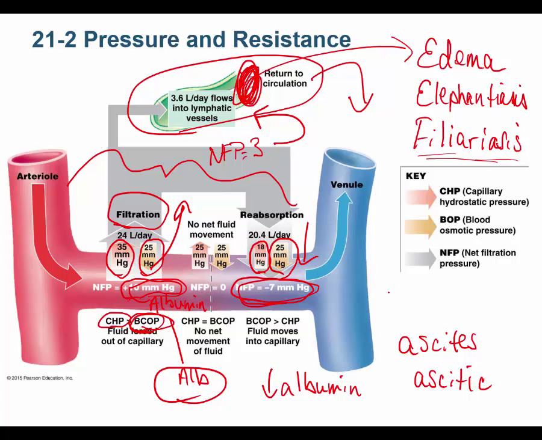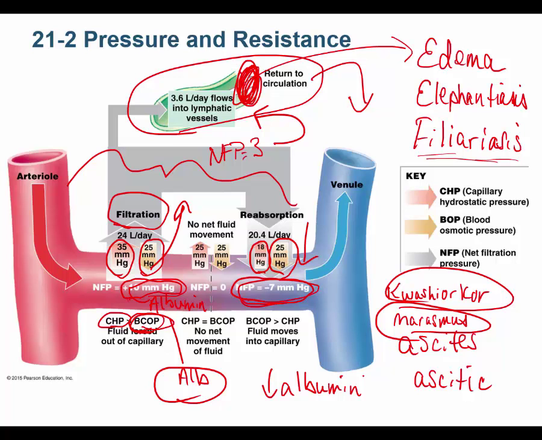It's the same thing. And by the way, the name of the disease of starvation, of not having enough albumin, is called kwashiorkor. Kwashiorkor. There's another related disease called marasmus. Marasmus and kwashiorkor are two diseases that are explained by this net filtration pressure in the capillaries.